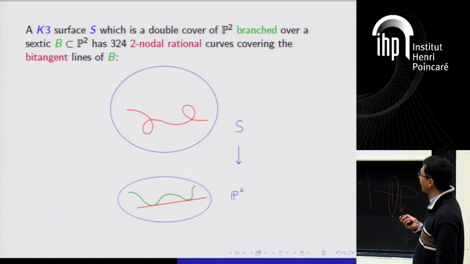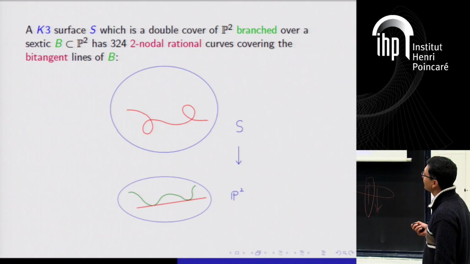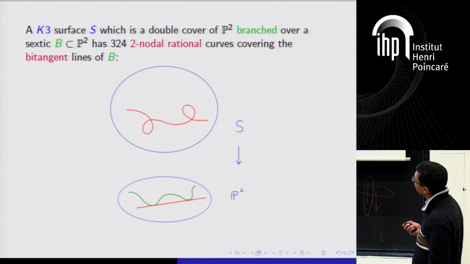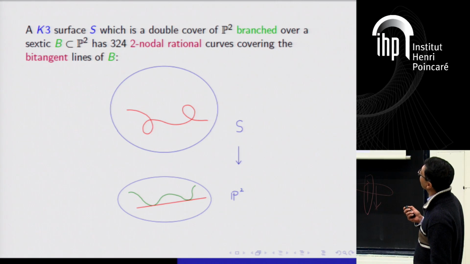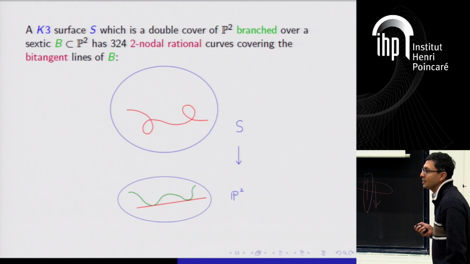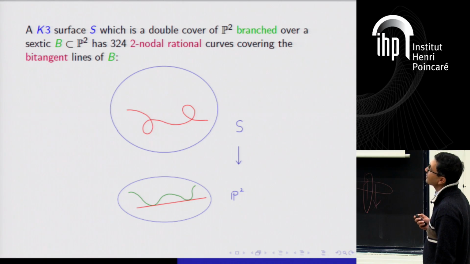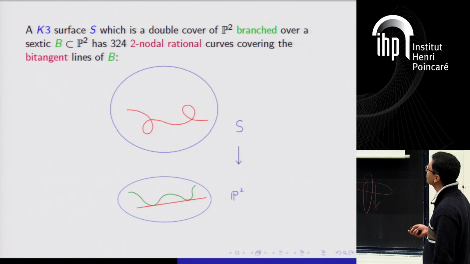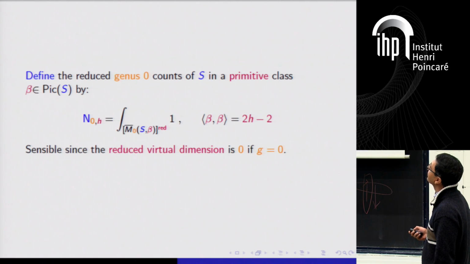These things go back at least to Plücker's formulas in the 19th century, probably further back than that. Every time I draw this red bitangent, I go to the double cover, which is this K3. This K3 is branched on this green curve, and these tangent points go to nodes there. And it turns out every single straight line here gives me a rational curve, a two-nodal rational curve. And for such a K3 surface, there are 324 rational curves. These are the first two numbers in the counting.